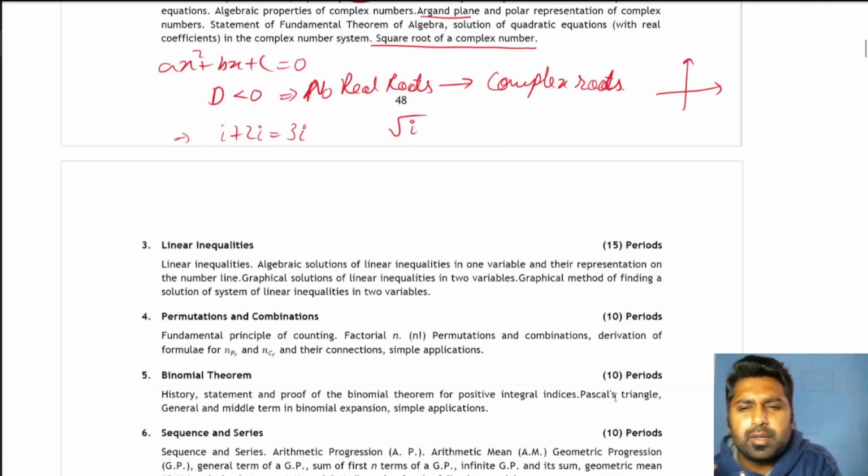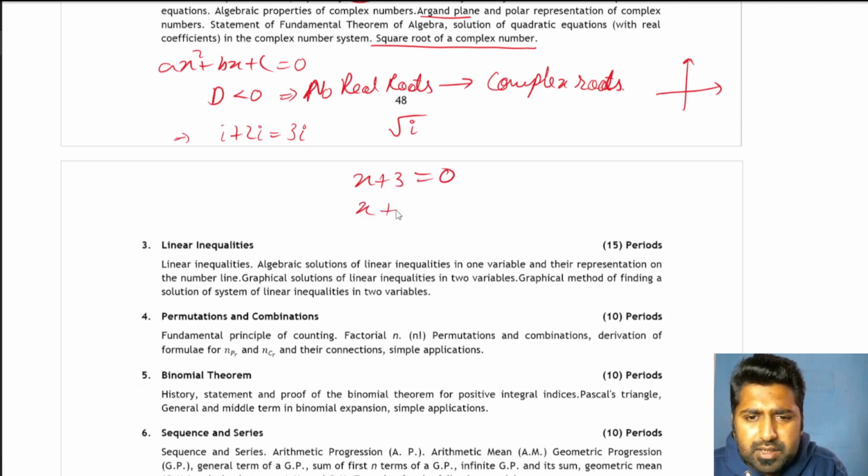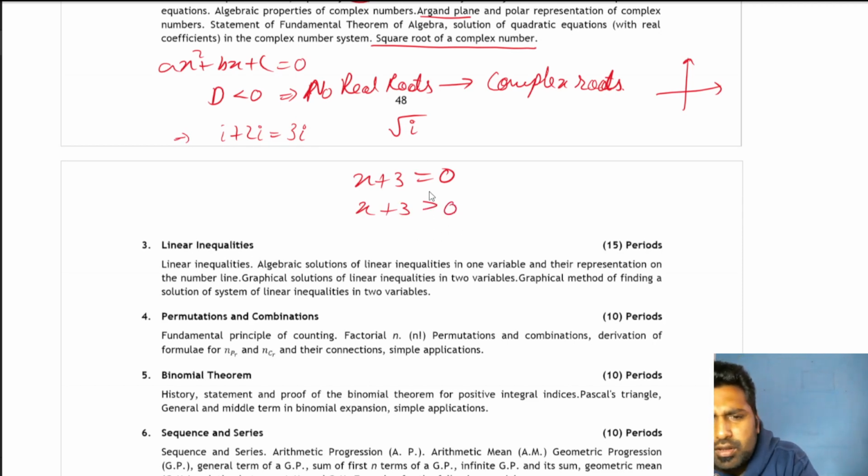Then linear inequalities. I think this will be a very straightforward thing, because the ideas and notions are very simple. So far you have solved something like x plus 3 equal to 0. Now with inequalities you will be dealing with x plus 3 greater than 0 or less than 0, depending on the inequality. So we have to solve something like this. We can solve this algebraically and also graphically. We'll talk about both kinds of solutions, algebraic as well as graphical.